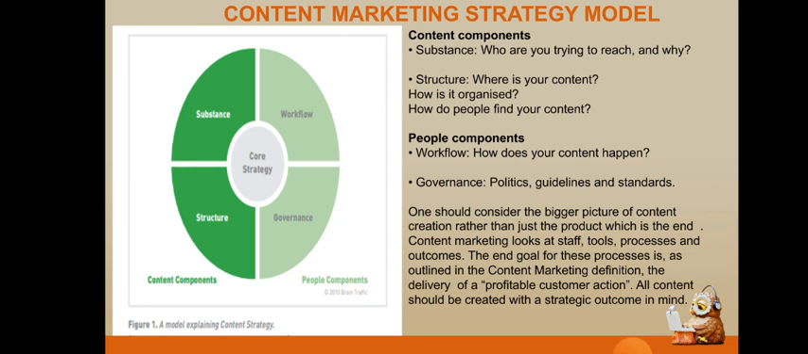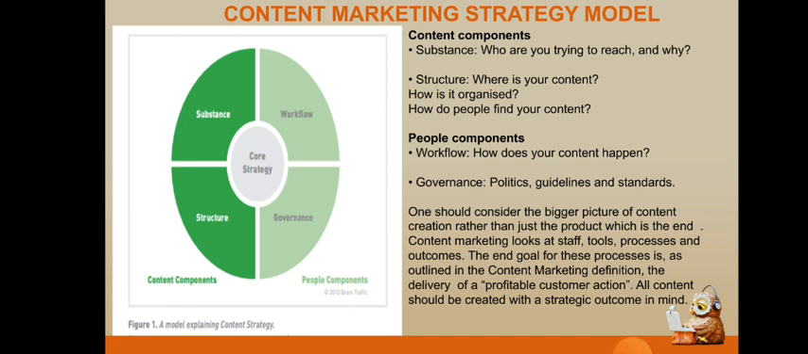However, these content components and people components are subdivided into two. So altogether we have four components. On the content component side, the one with the dark green, we have the substance, and then we have the structure. The substance has to do with, you have to answer this question: who are you trying to reach, and why are you trying to reach them? On the structure, you have to ask yourself, where is your content? How is it organized? How do people find your content?